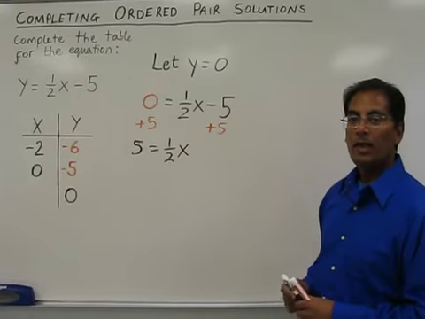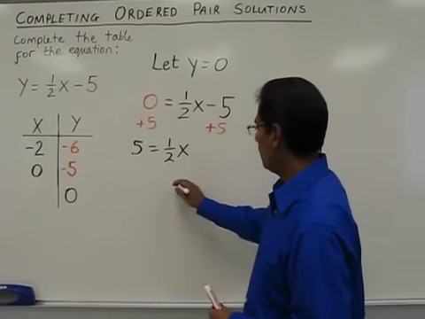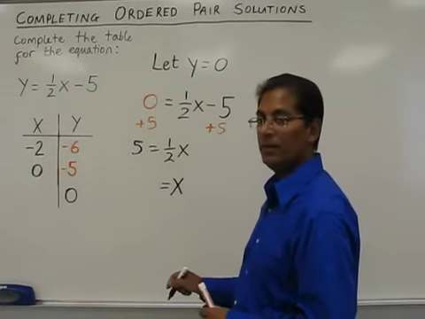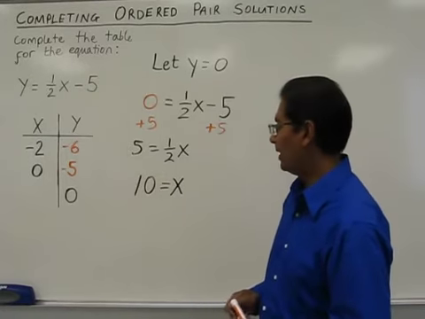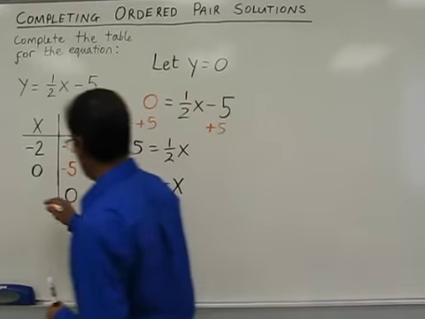And then we multiply both sides by 2 to get rid of the half. So x will equal, if we multiply 5 times 2, it gives you 10. So x is equal to 10. So if y is 0, x is 10.